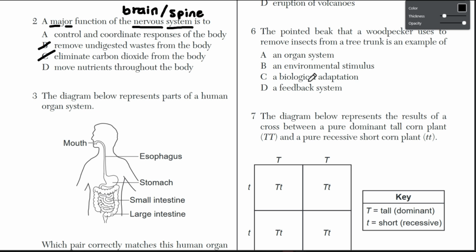D, move nutrients throughout the body. Well, that's going to be in our transportation system, I like to say, of our body, which is going to be in our blood vessels or our blood. So no, our brain and spine will not be in control of that fully. A will be our best answer here.